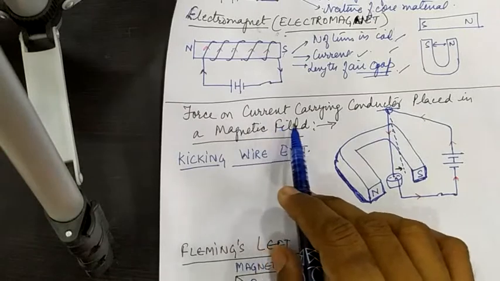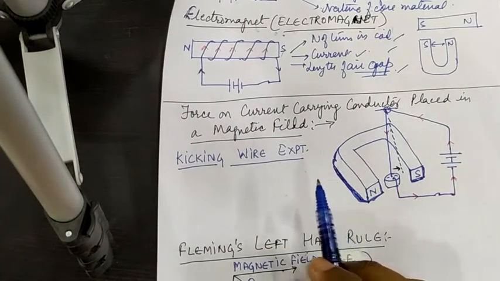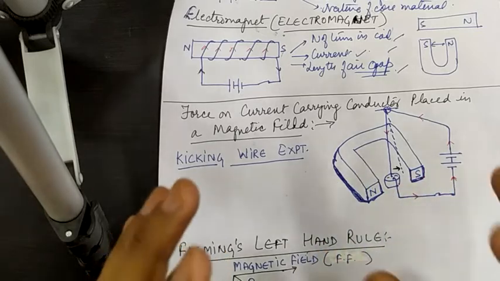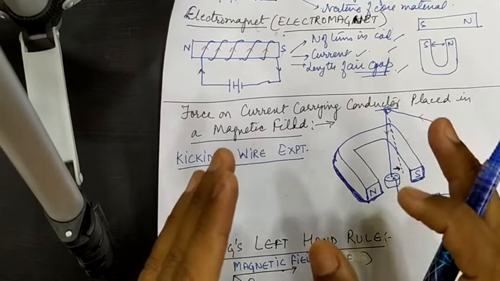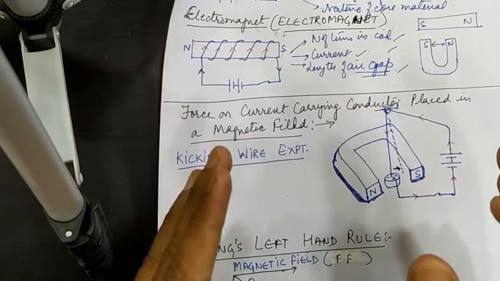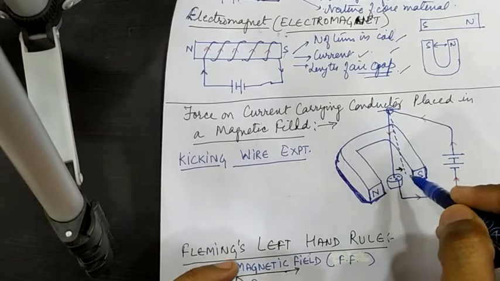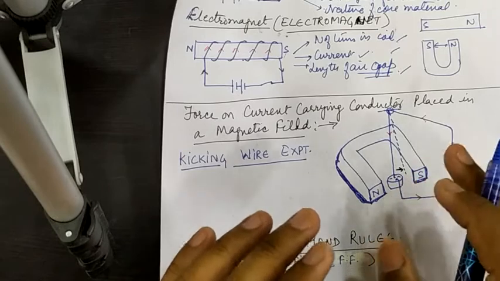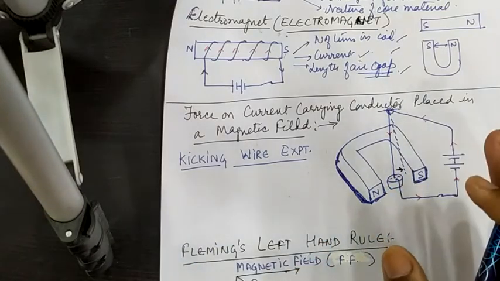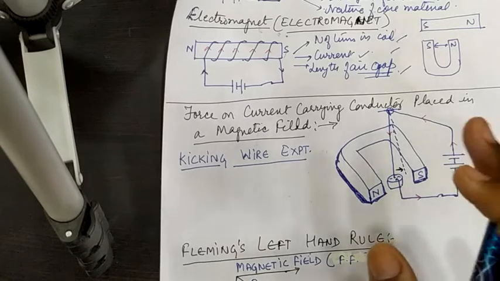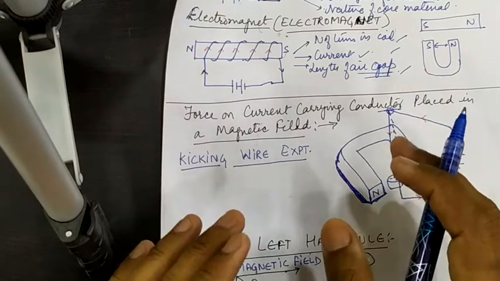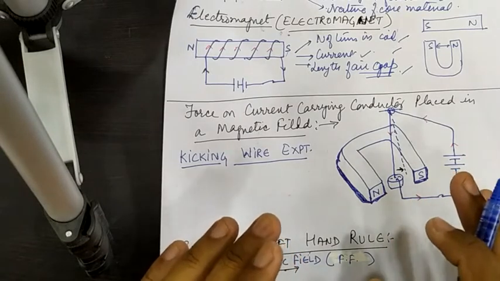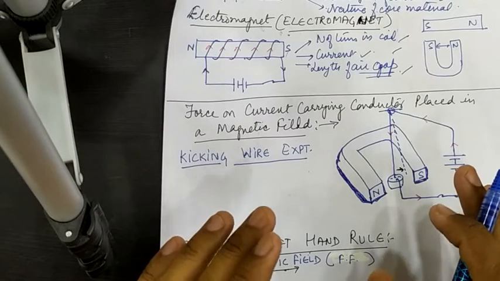Then comes the force on a current carrying conductor placed in a magnetic field. This is the kicking wire experiment. What does it mean? Just remember the concept: a magnet exerts a mechanical force on a current carrying wire. If there is a current carrying wire placed in a magnetic field, then some force will be exerted on that wire, and it will set that wire into motion. So when a current carrying conductor is placed in a magnetic field, a force is exerted on the conductor which can make the conductor move.